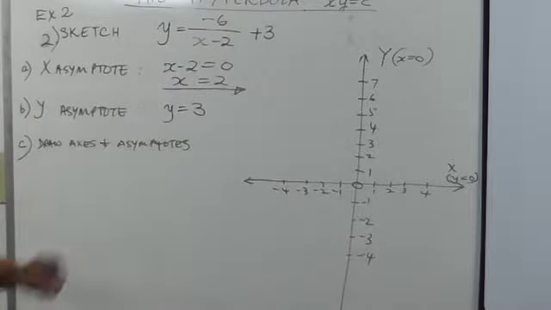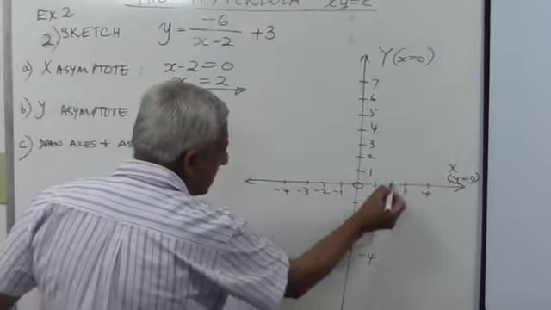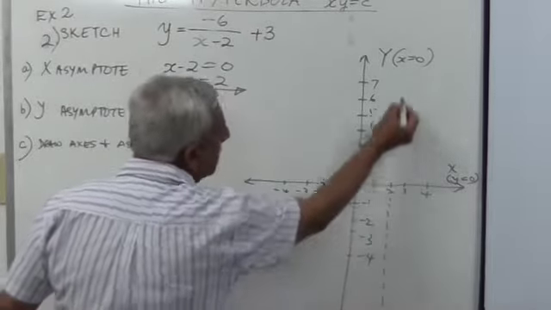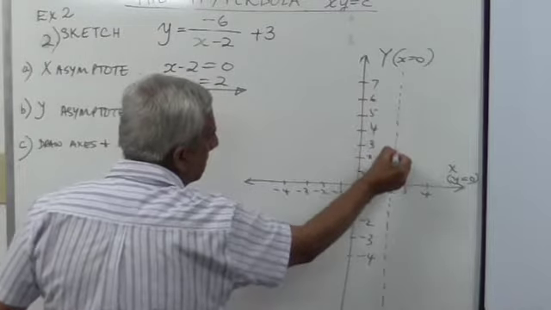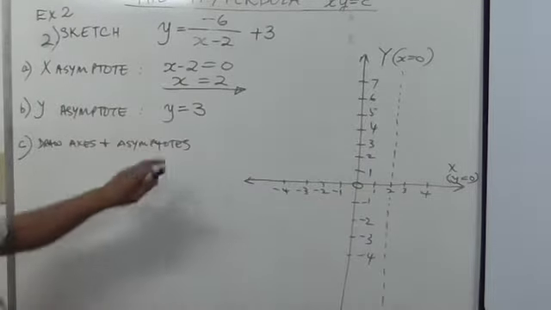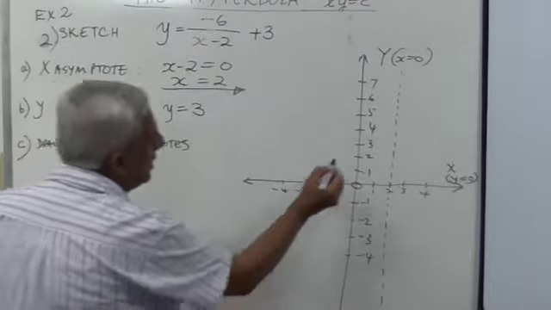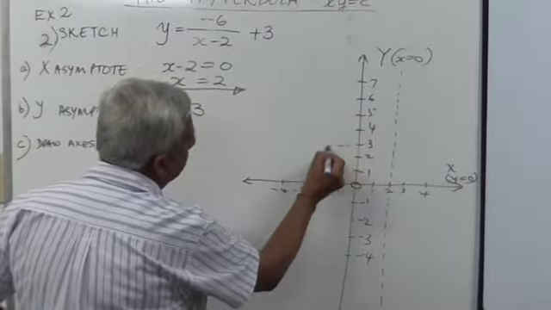So the asymptote is x is equal to 2. So there's x equal to 2. So the asymptote goes down there. The next asymptote is y is equal to 3. Y is equal to 3 is here.